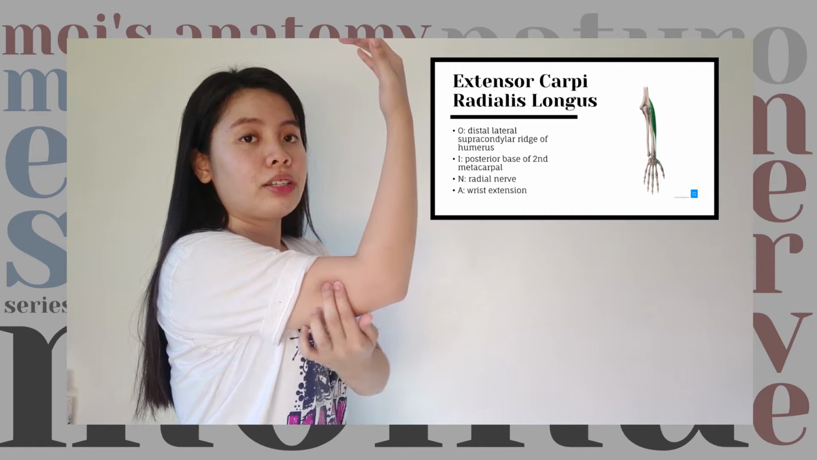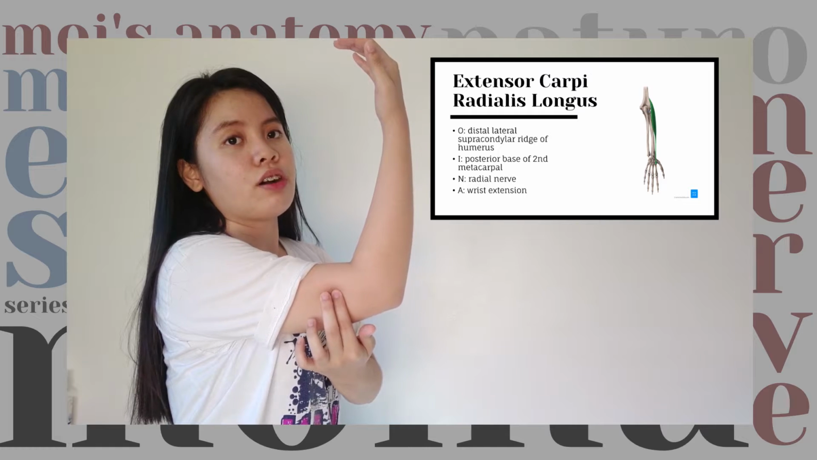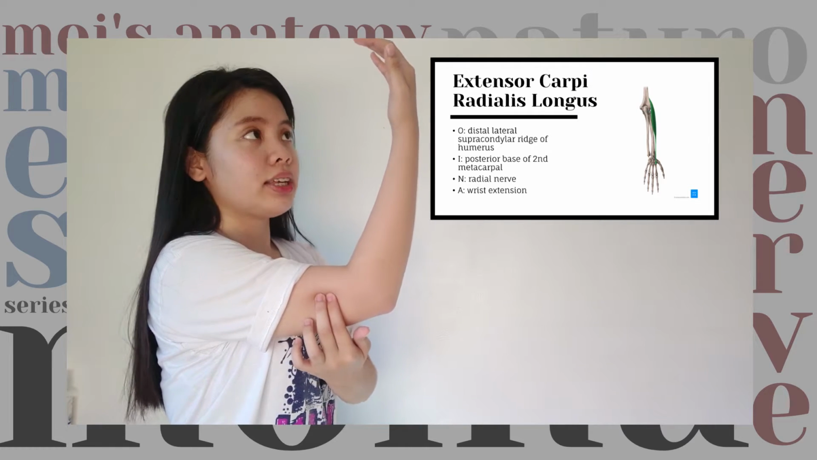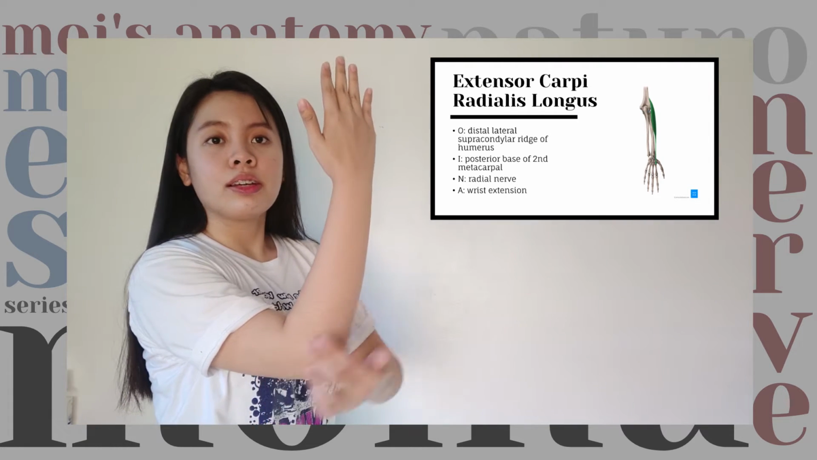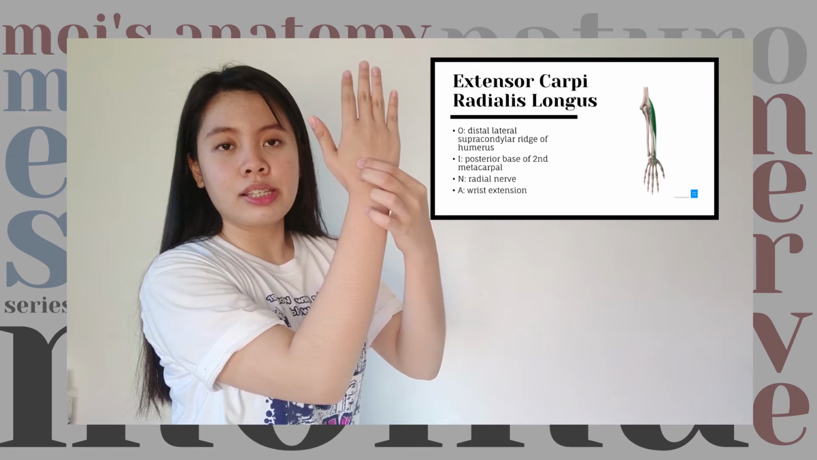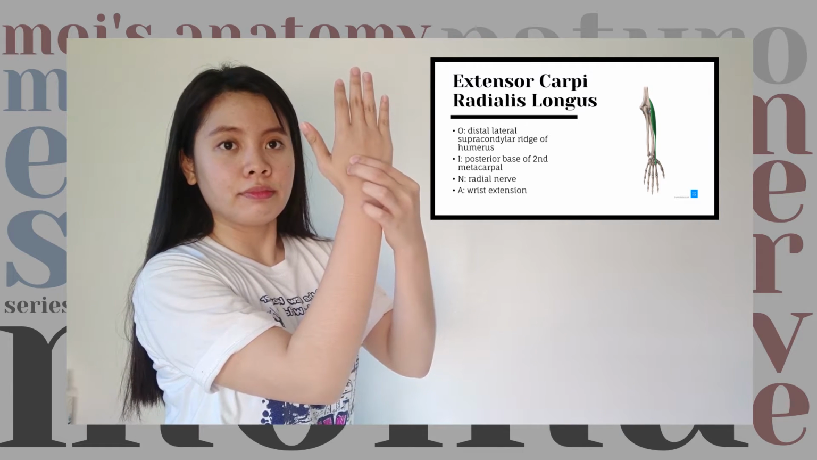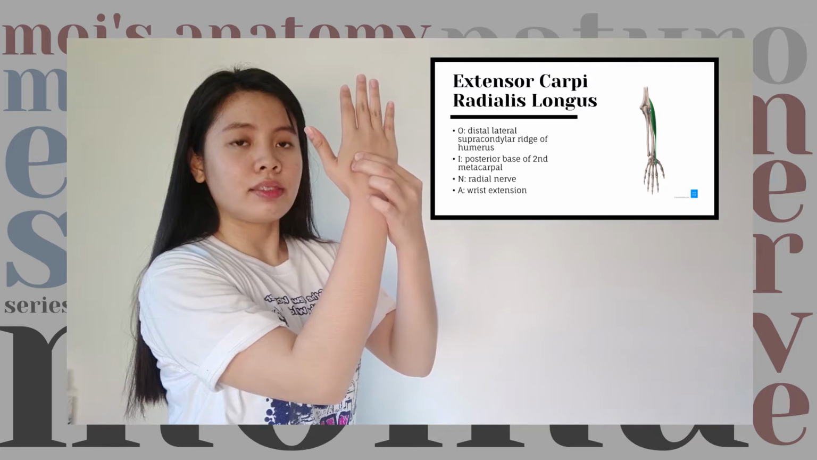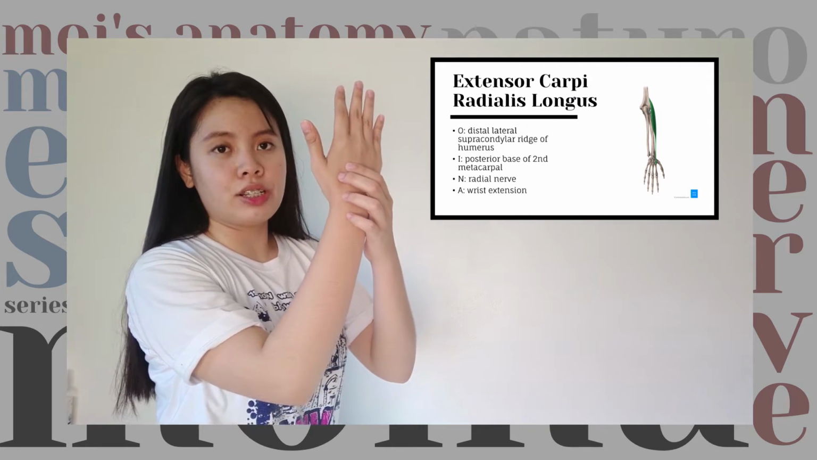So talking about the extensor carpi radialis longus, this muscle originates from the distal supracondylar ridge in the lateral part, lateral supracondylar ridge of our humerus, and it inserts to the posterior base of our second metacarpal bone, and it is supplied by the radial nerve.